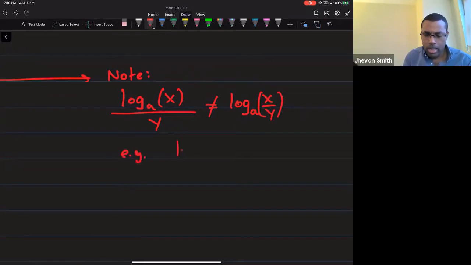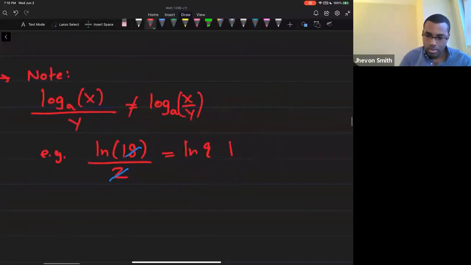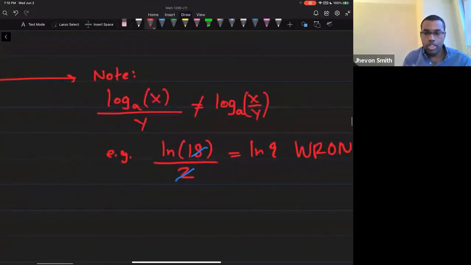So they'll see something like ln of 18 divided by 2, and then they'll be like, oh, I can cancel the 2 into the 18, right? And just get ln of 9. No, you cannot. That's wrong. Don't do that. Right? There's no rule that says I can just take something and cancel it inside of a log. If there were, I would have told you about it.